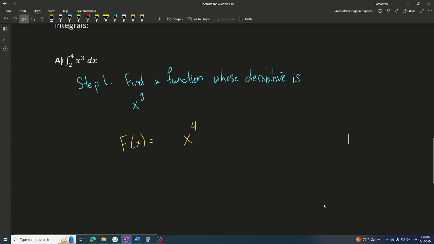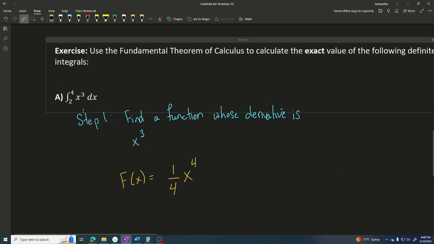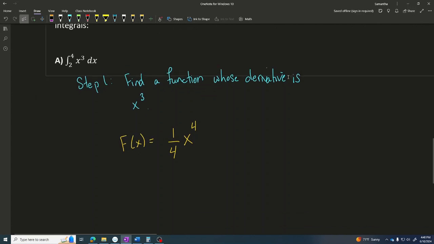Well, one option is to try putting a constant multiple on this capital F of x, and to try something like 1/4 x to the 4th power. Now, if I take the derivative of this, the 4 comes down to the front, cancels the 1/4, so I have just a 1 out there in the front, and then the power of 4 decreases to 3, and so that's an exact match to the x cubed that I have in this integral. So here is a function whose derivative is x cubed: capital F of x equals 1/4 x to the 4th power.